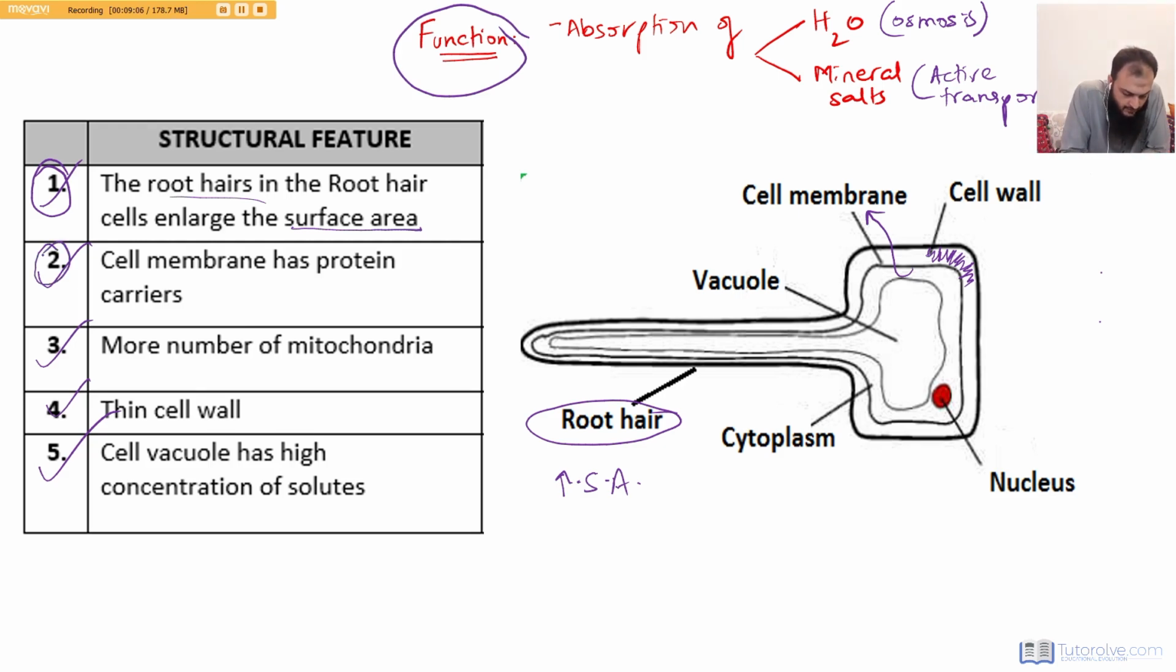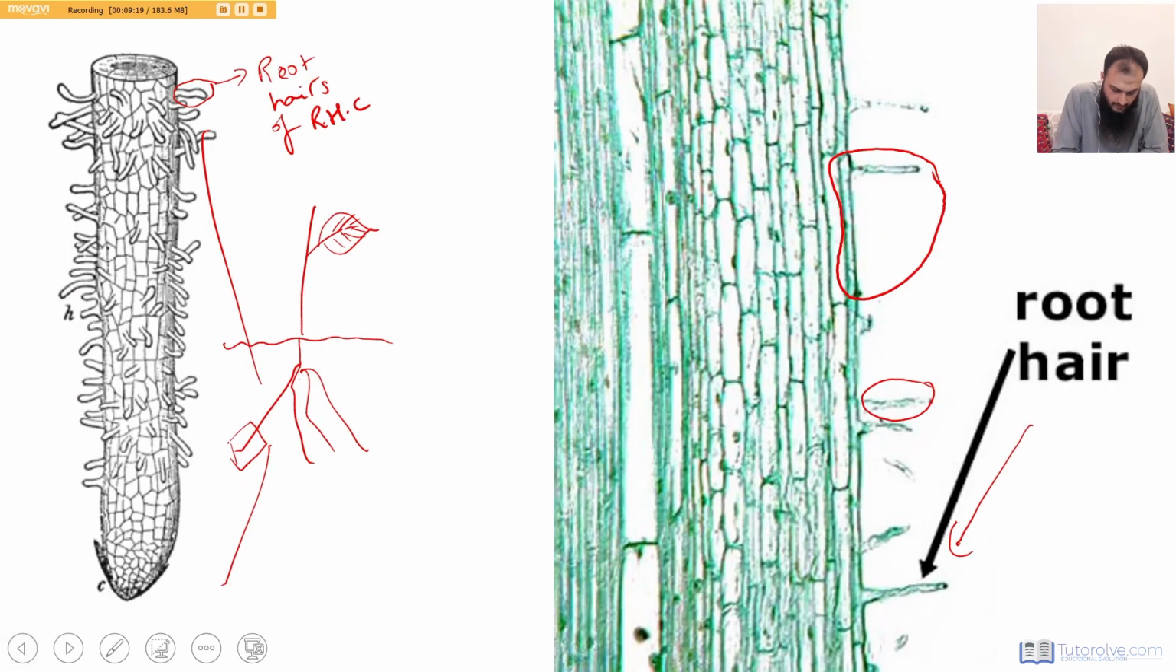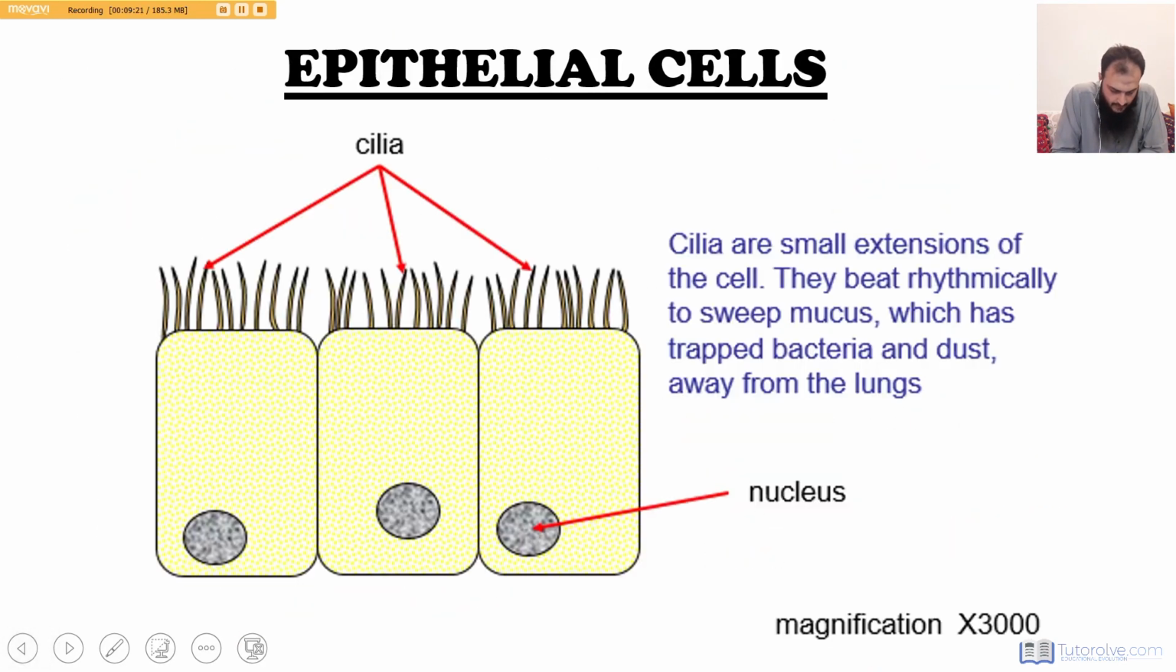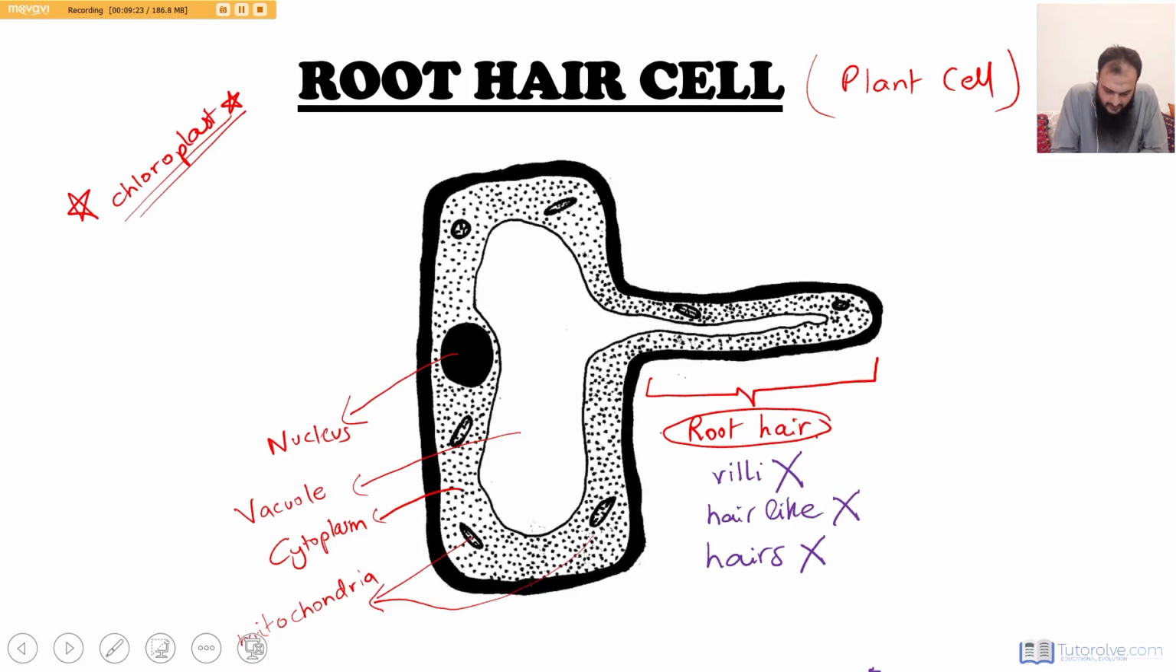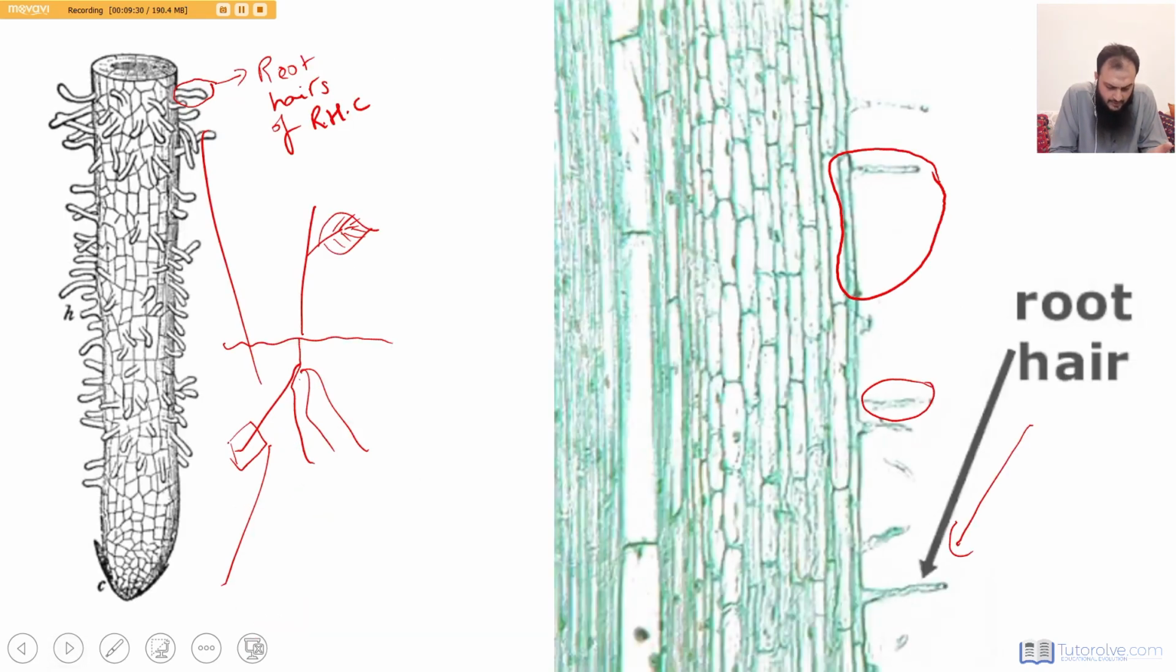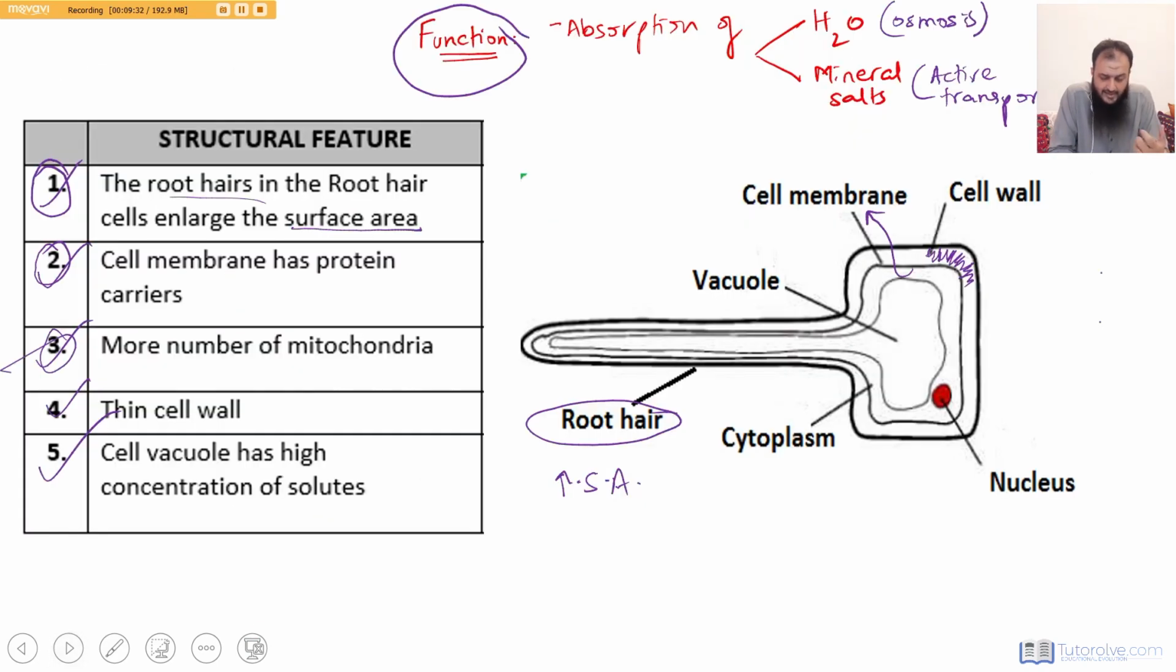Point number 2, the cell membrane has protein carriers. We'll see how that aids the function. Point number 3, there are many mitochondria. If you remember the picture I showed you previously, we said there are a lot of mitochondria, although only a few are shown in this diagram. The root hair cell usually has a lot of mitochondria, and we'll see how that affects the function.